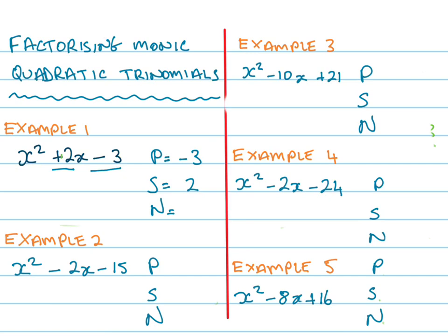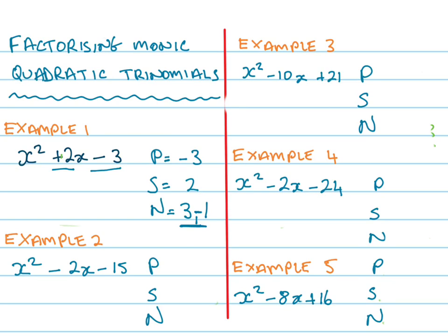So 3 is a prime number. There aren't too many factors. There's 3 and 1, but one of them must be negative because my product, which is negative 3, is negative. The sum is a positive 2, so that's telling me the larger of the two numbers must be positive. That means 1 is negative.